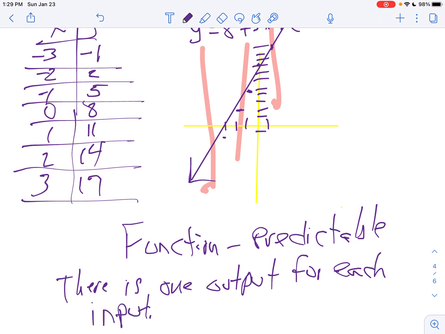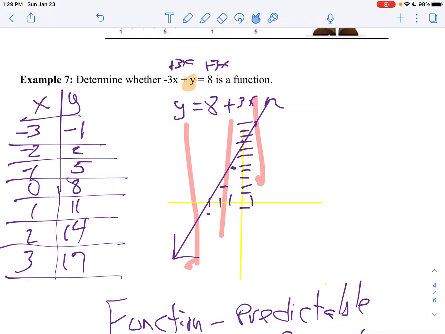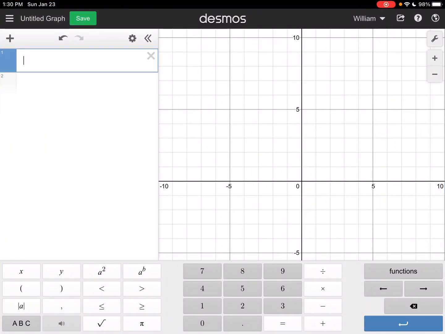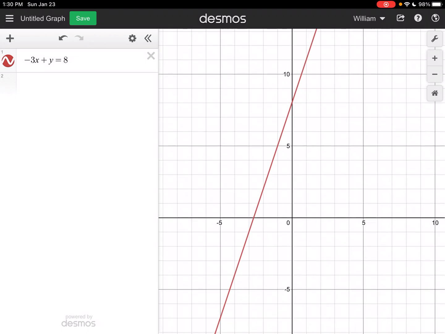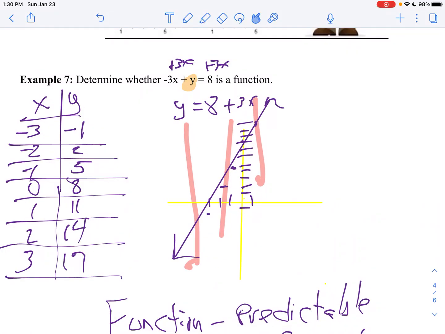You can use your Desmos graphing calculator to draw a line also. So I'm going to go back to the beginning here just to show you. If I have -3x plus y equals 8, here's what we do. We go into your Desmos graphing calculator, and in my first line, I'm going to type in -3x plus y equals 8. Notice I get that same line I just drew, but now when I draw a vertical line, it's only going to touch it once. So it's just a shortcut instead of making your table the whole time.